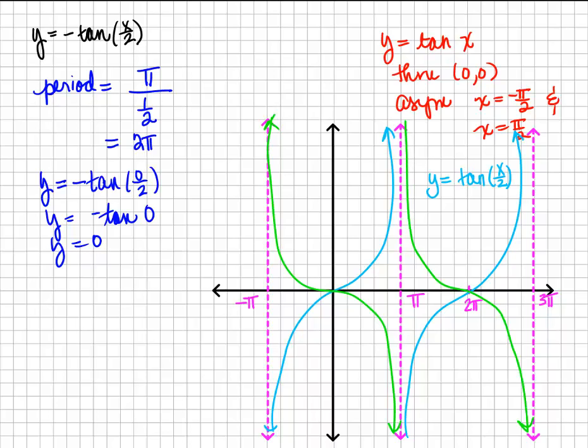So your final answer is this bright green graph. Think about where it crosses through and think about your asymptotes. Now what if this was cotangent instead of tangent? Exact same thing, but cotangent.